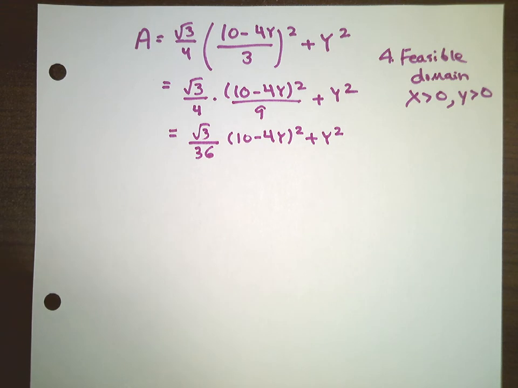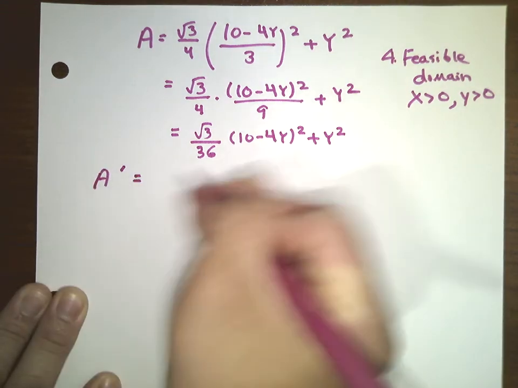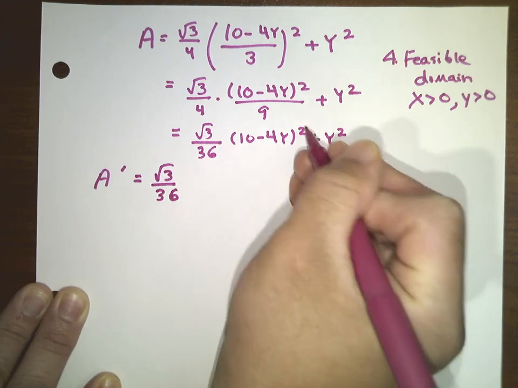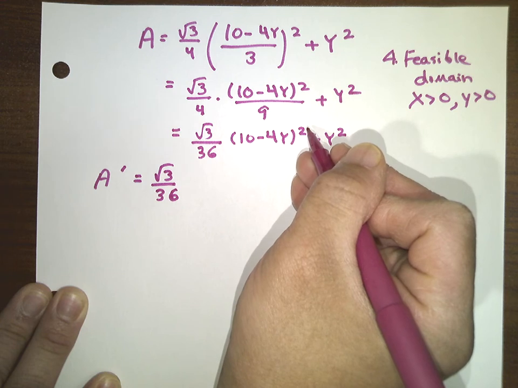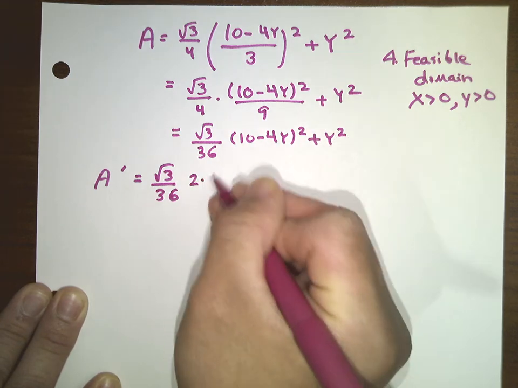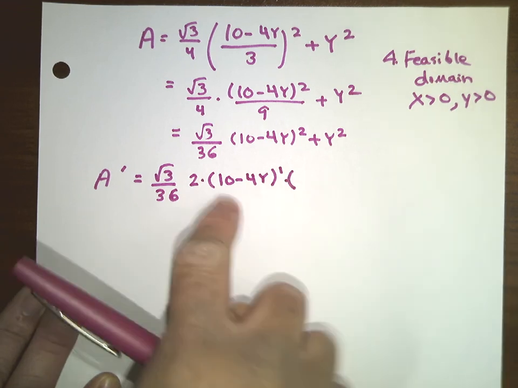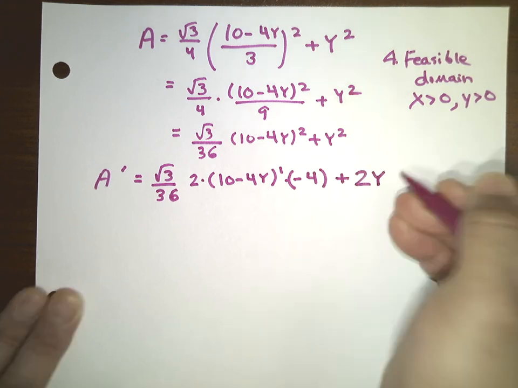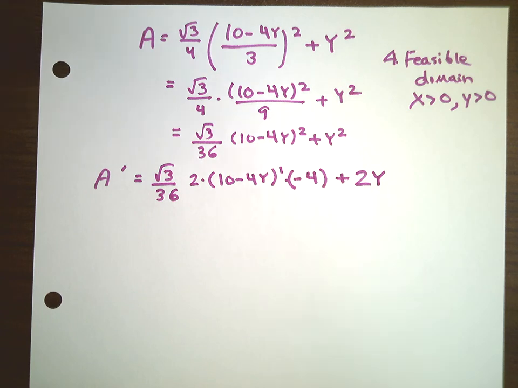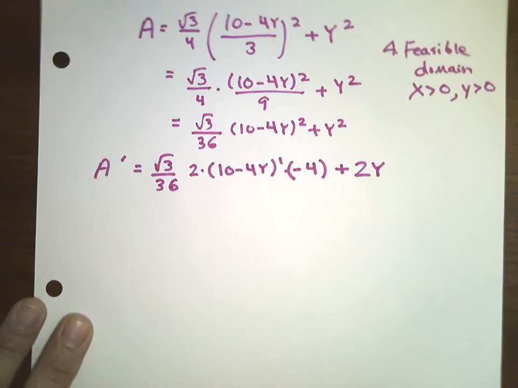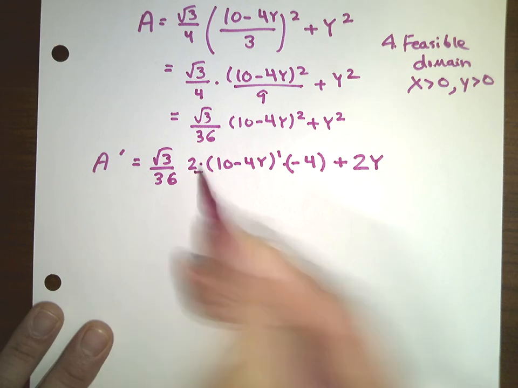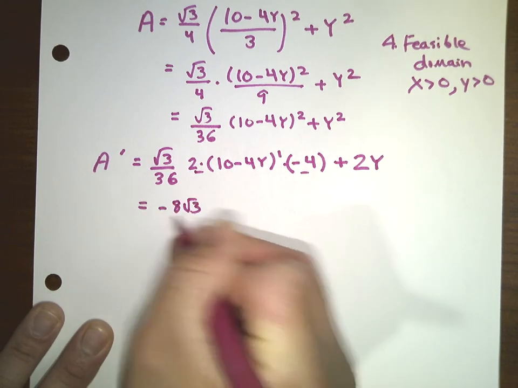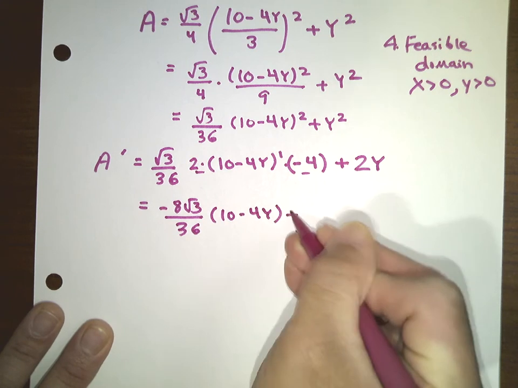So let's find the derivative. A prime is going to be square root of 3 over 36, and I'll just use the chain rule here. So that will be 2 times 10 minus 4y to the first power, times the derivative of the 10 minus 4y, which is negative 4, plus the derivative of y squared, which is 2y. And then remember that we'll need to set this equal to 0. So let's simplify this first. 2 times negative 4 is negative 8. So negative 8 square root of 3 over 36 times 10 minus 4y, plus 2y.